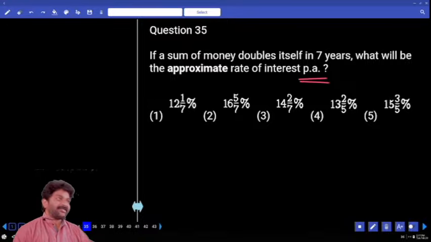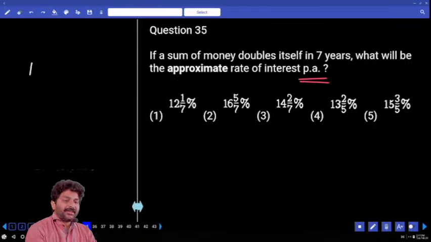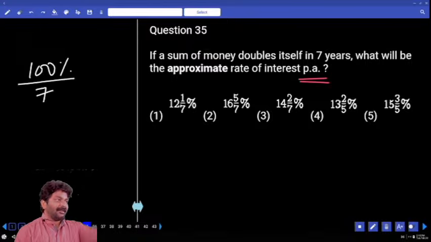Percentage per annum, in the sense for 1 year only we have to calculate. So we got 100% interest in 7 years. Per year it is divided by 7. 1 by 7, fractional form, you know it. 14 2 by 7. 14 2 by 7, third option final. Done.